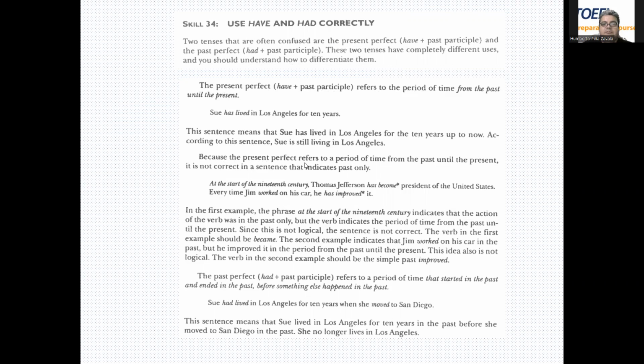Because the present perfect refers to the period of time from the past until the present, it is not correct in a sentence that indicates past only. Like, at the start of the 19th century, Thomas Jefferson has become president of the United States.